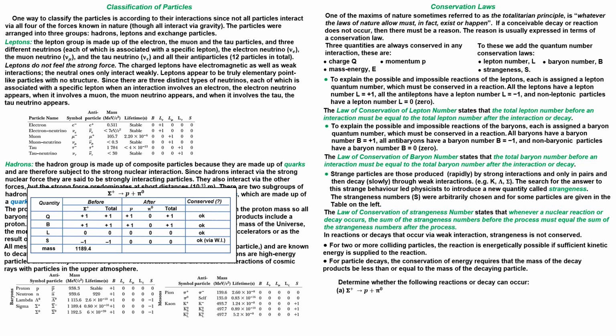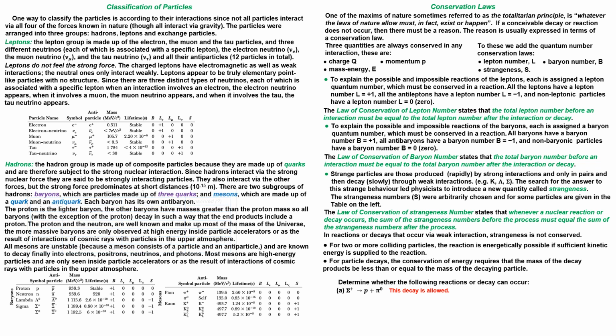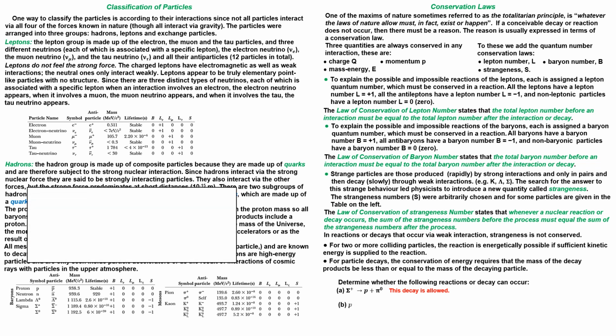The rest energy of the sigma plus is greater than the rest energy of the photon plus the rest energy of the pion. So the energy is conserved, with the resulting particles having kinetic energy. Therefore, this reaction can occur via weak interaction. The reaction is allowed. Let's see the next example.